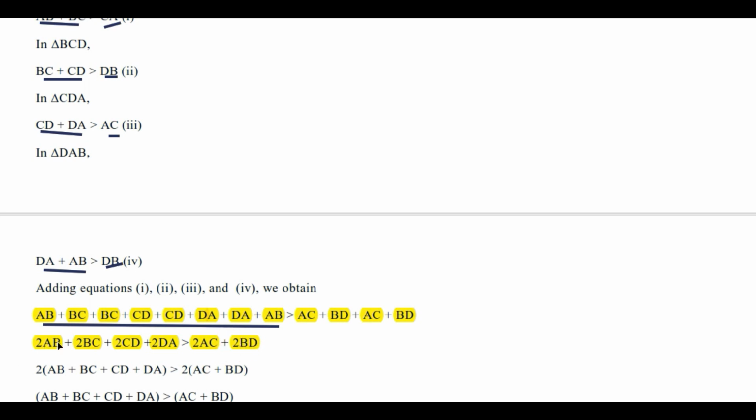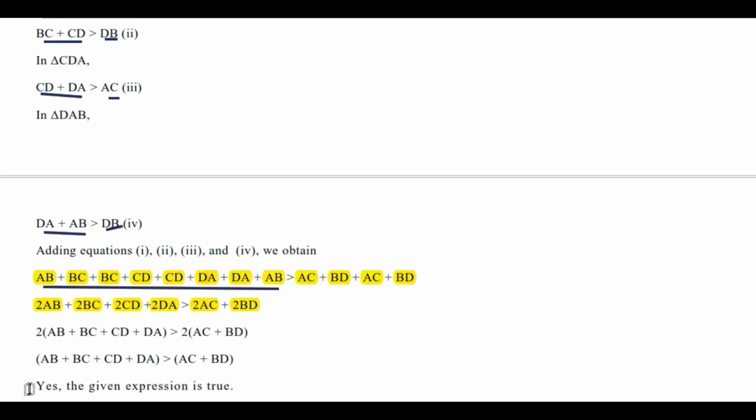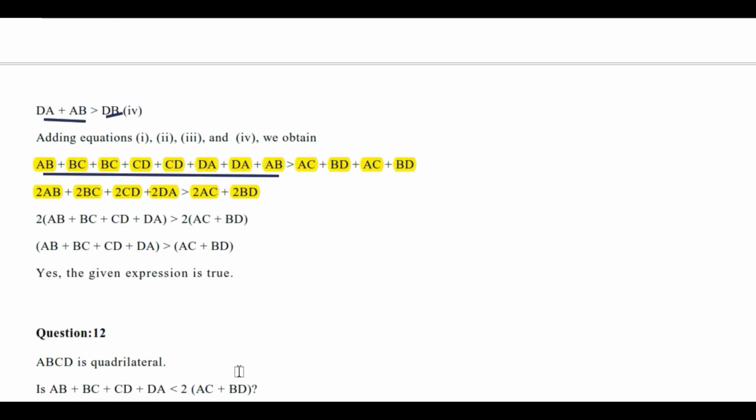Take two common here, so we will have two here, and take two common here, so here we have two, and this two and this two will be cut. So after that we will have AB plus BC plus CD plus DA is greater than AC plus BD. So the equation is true.